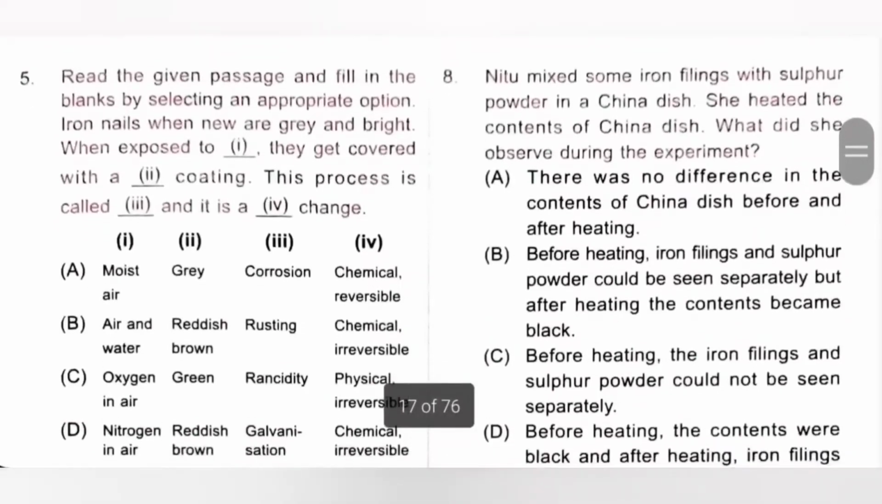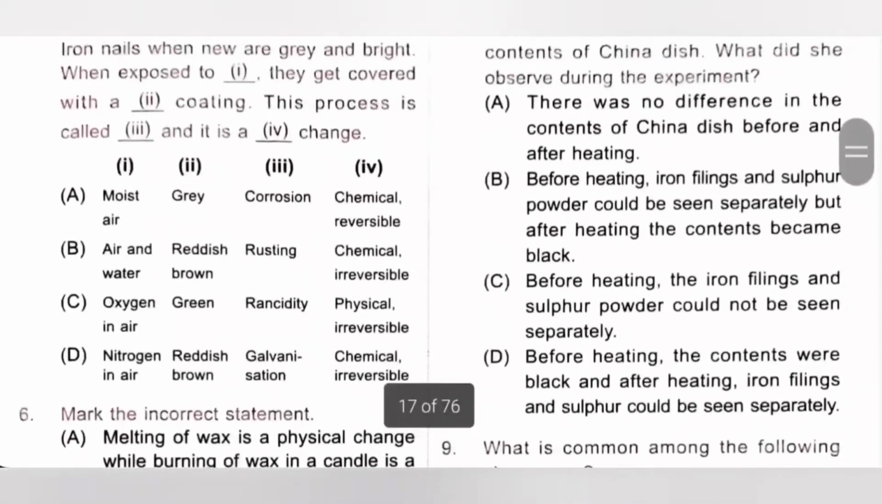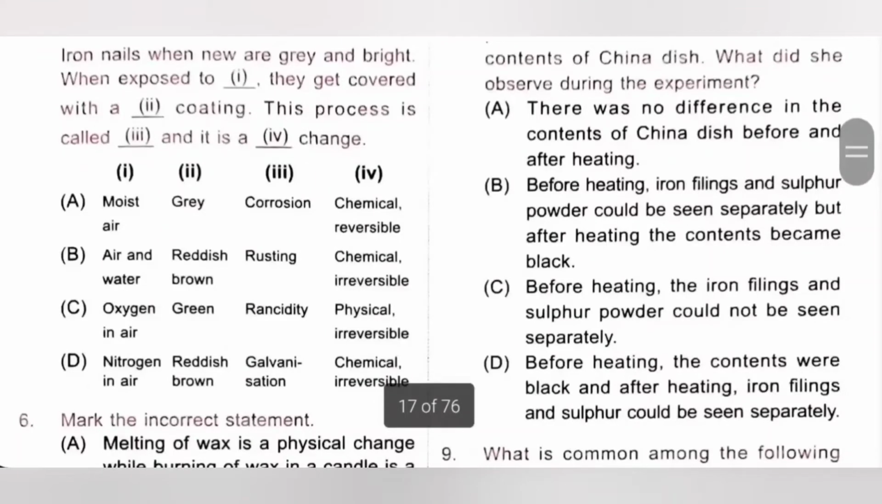8th one. A student mixes some iron filings with sulfur powder in a china dish. She heated the contents of the china dish. What did she observe during the experiment? A. There was no difference in the content of the china dish before and after heating. B. Before heating, iron filings and sulfur powder could be seen separately, but after heating, the contents became black.